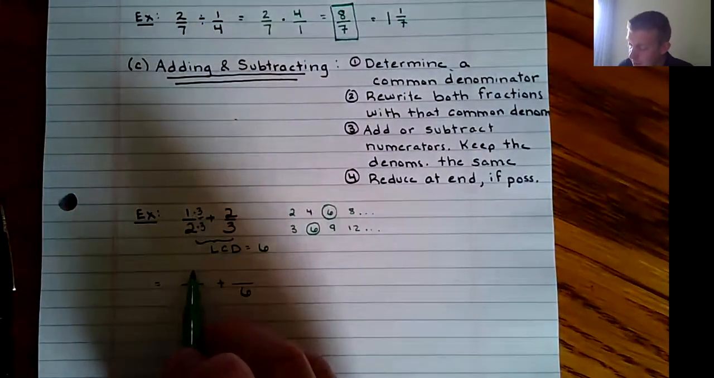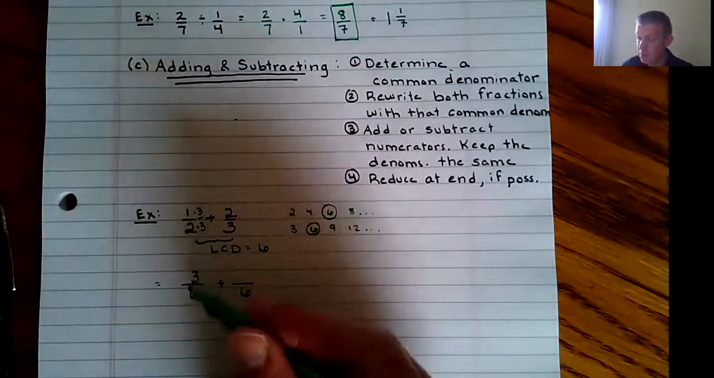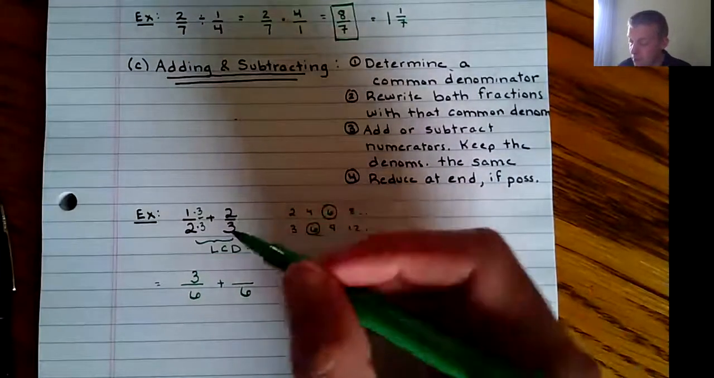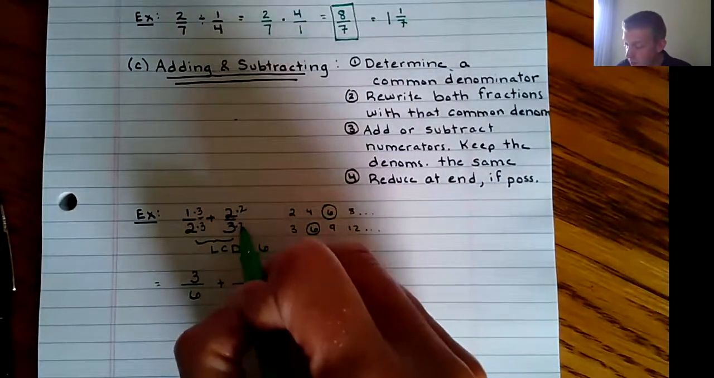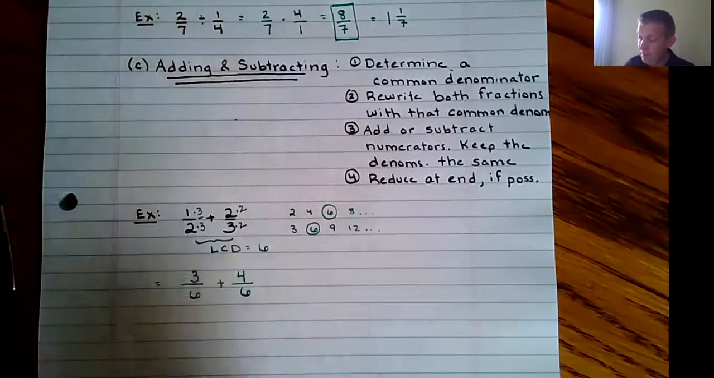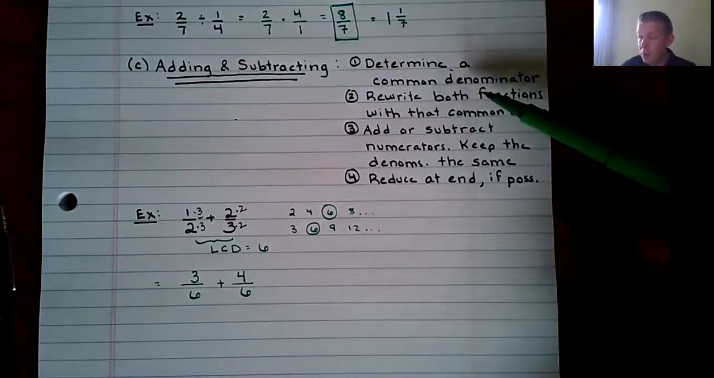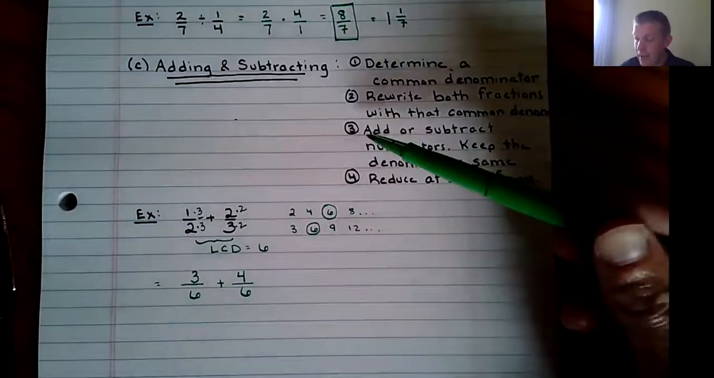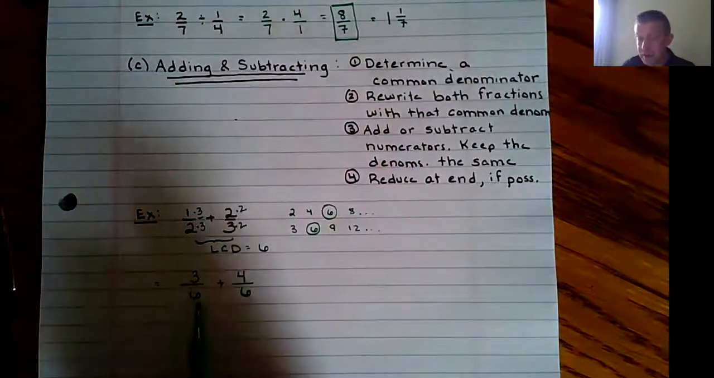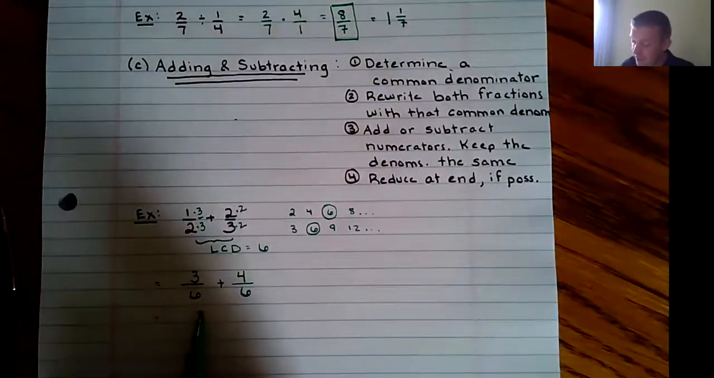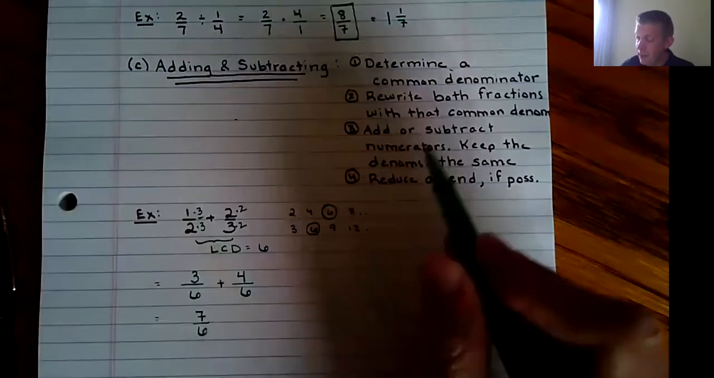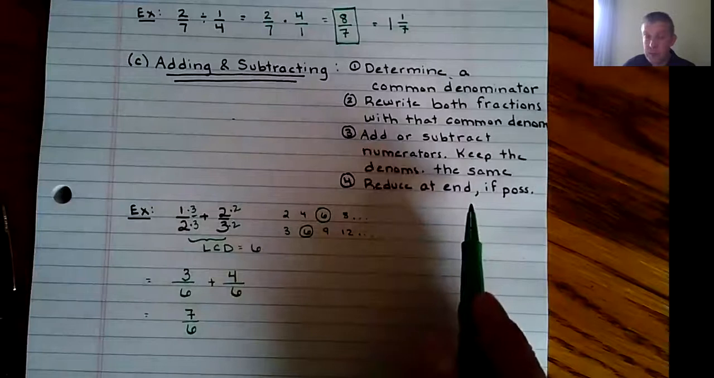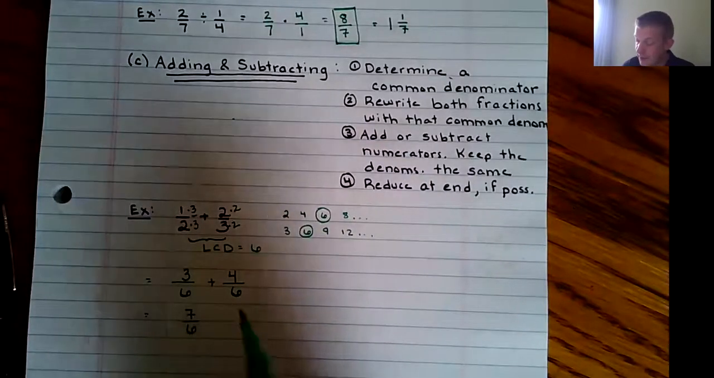So I'm not changing the value. 1 times 3 is 3. 2 times 3 is 6. So 3/6, you all can see that that's equivalent to 1/2. By the same token, 2/3, multiply top and bottom by 2. That's going to be 4/6. So that was step 2. I rewrote both fractions with that common denominator. Step 3 is where I'm going to add or subtract the numerators. So if I have 3/6 and 4/6, now I have 7/6. I keep the denominator the same. Final step is to reduce if possible, but there's nothing that goes into 7 and 6.